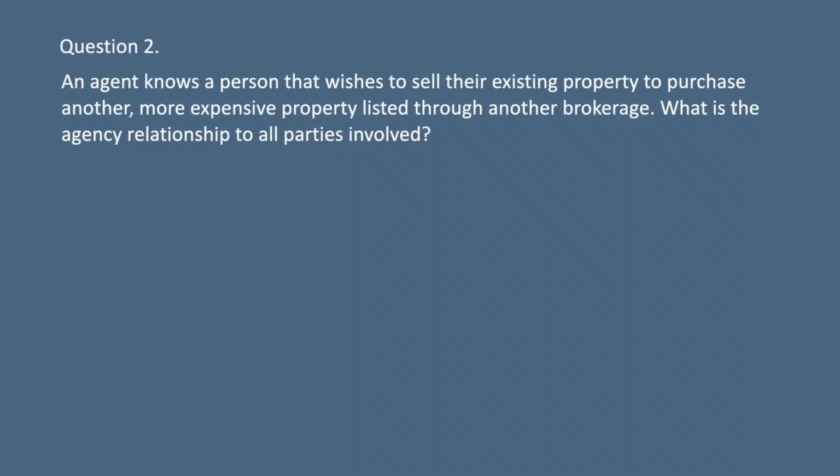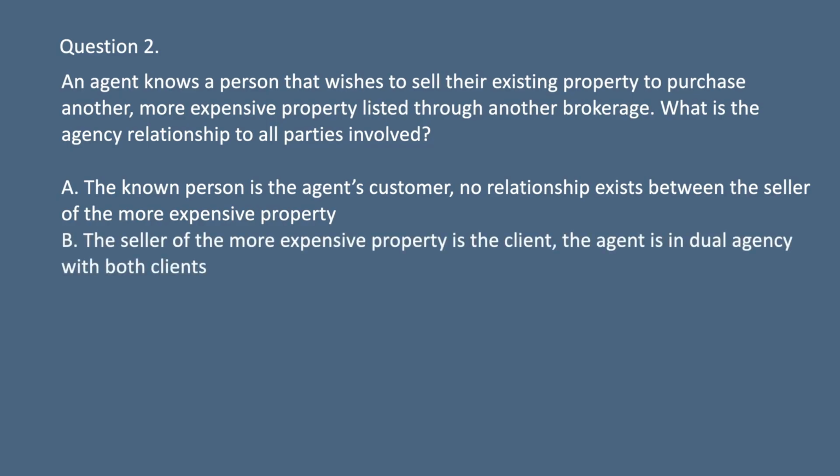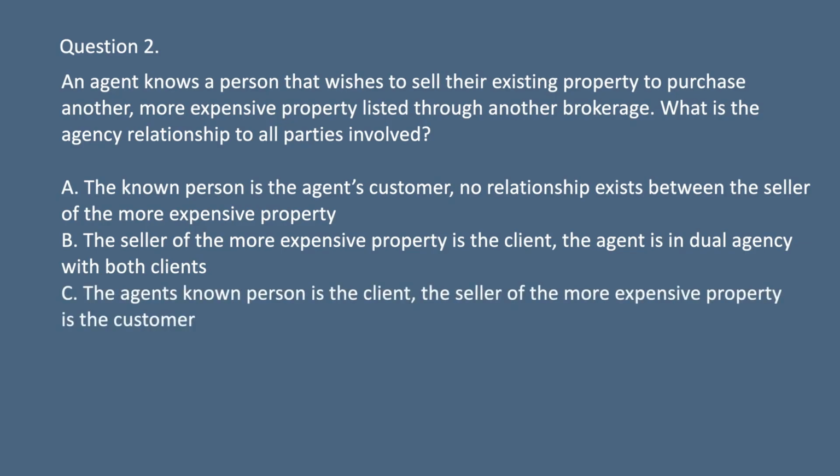Question 2. An agent knows a person that wishes to sell their existing property to purchase another more expensive property listed through another brokerage. What is the agency relationship to all parties involved? A. The known person is the agent's customer, no relationship exists between the seller of the more expensive property. B. The seller of the more expensive property is the client, the agent is in dual agency with both clients. C. The agent's known person is the client, the seller of the more expensive property is the customer. D. The agent is a dual agent to all parties.